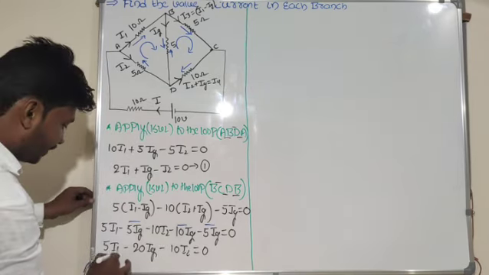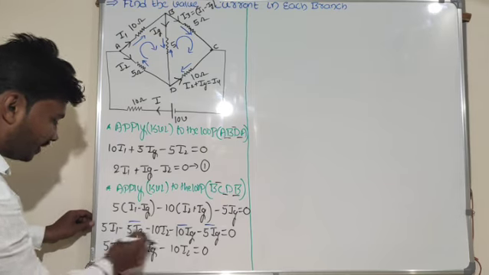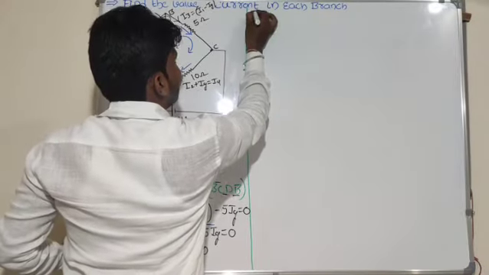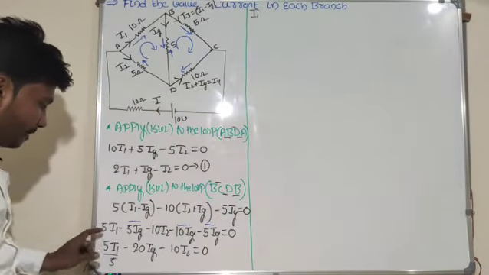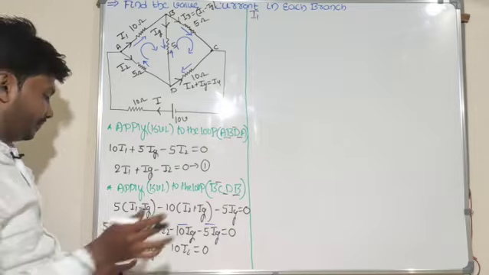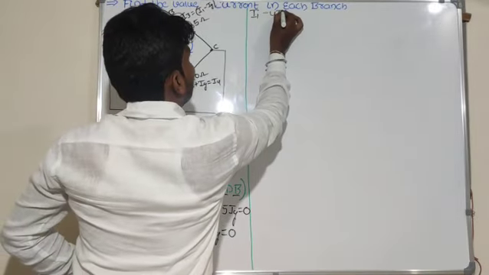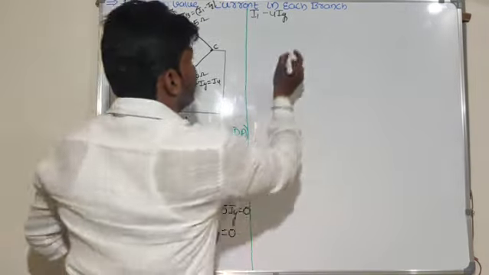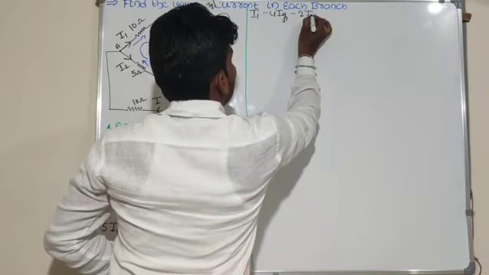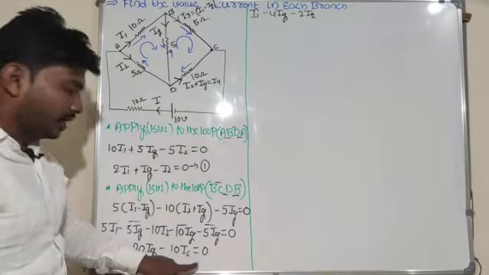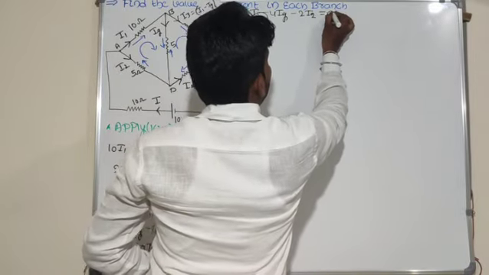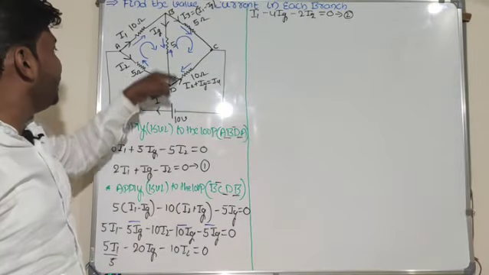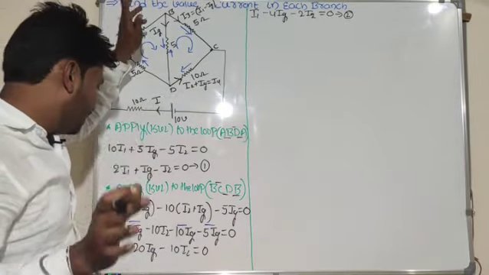Again for this equation I will divide by 5. So 5I1 by 5 is I1, minus 20 by 5 is minus 4Ig. Next, minus 10 divided by 5 is minus 2I2, it is equal to 0. I got that: two equations, in loop ABDA and another loop BCDB.